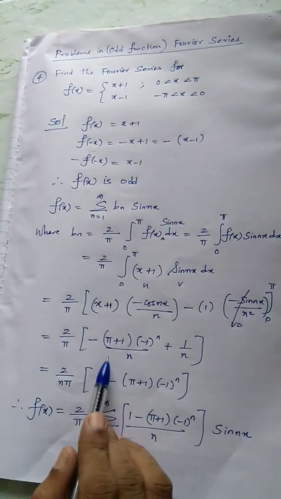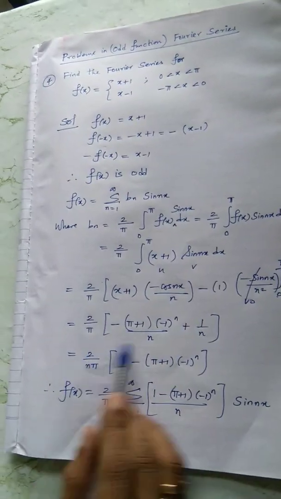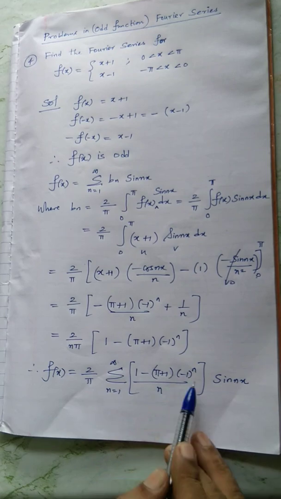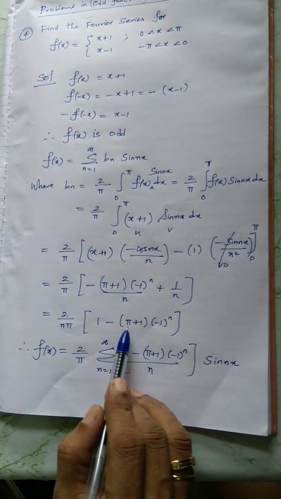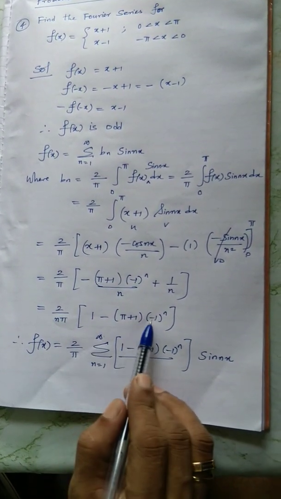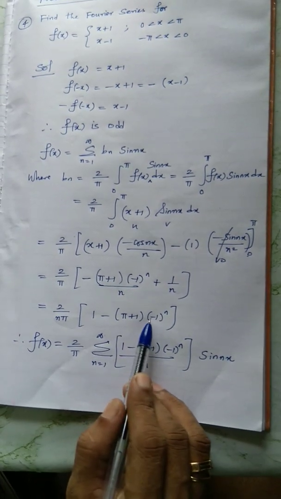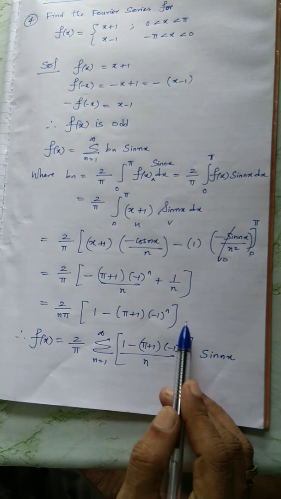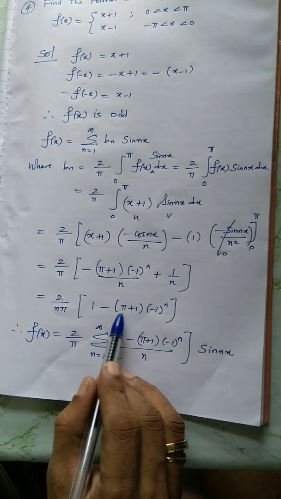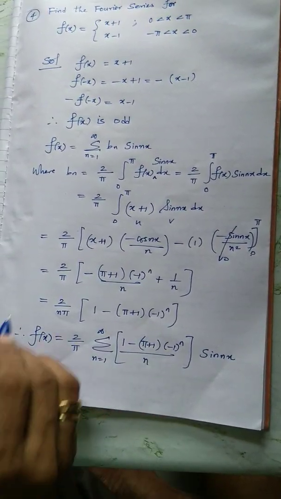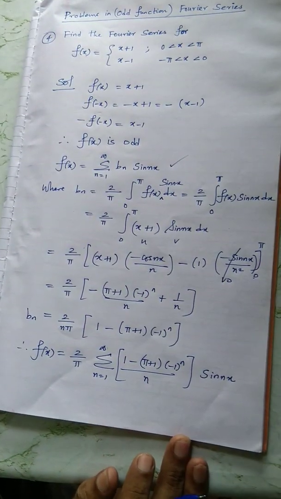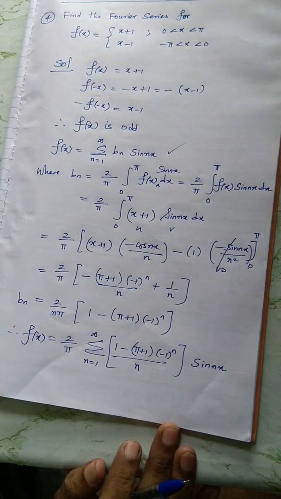Then you take LCM, take out 1 by n, and rearrange. Normally avoid a negative symbol in the beginning, and then substitute. You don't need to simplify. Remember, if it is just 1 minus 1 power n, you can simplify. Otherwise, do not simplify, you won't get any reduction, that is, you won't get any zero value, since the pi value is present. So that's all your bn. Therefore you can substitute in the sine Fourier series for an odd function.